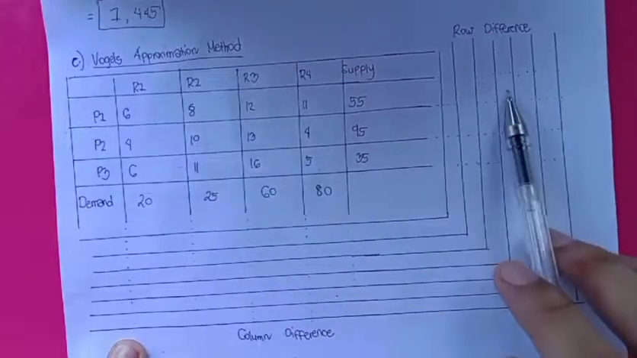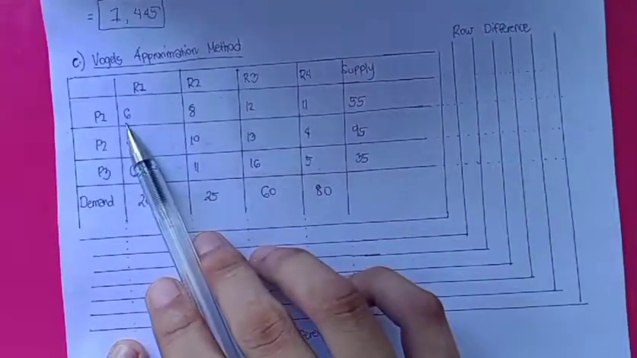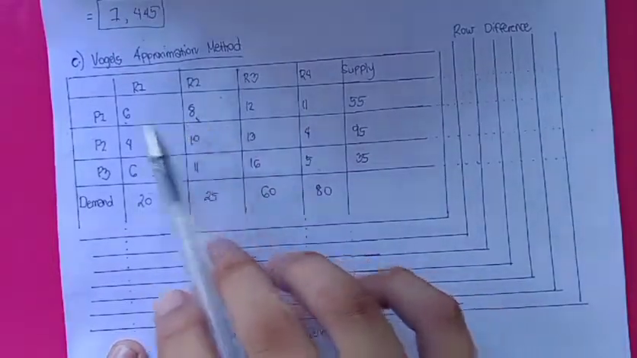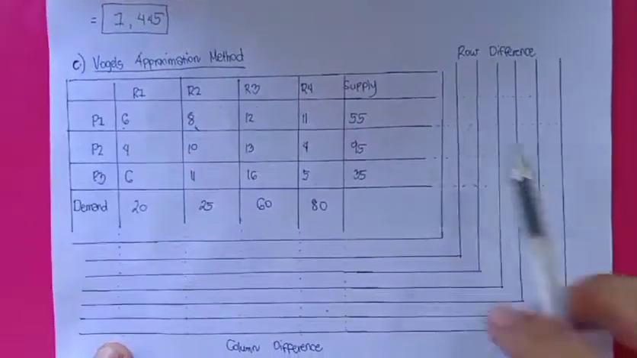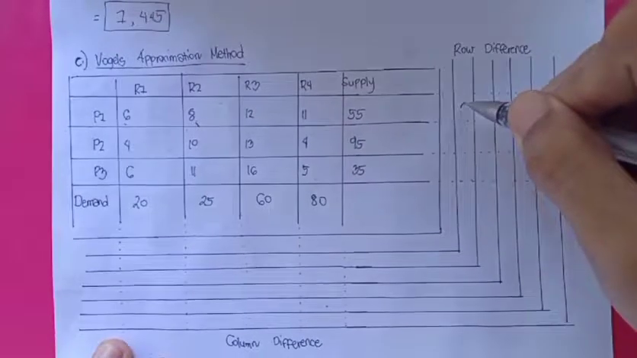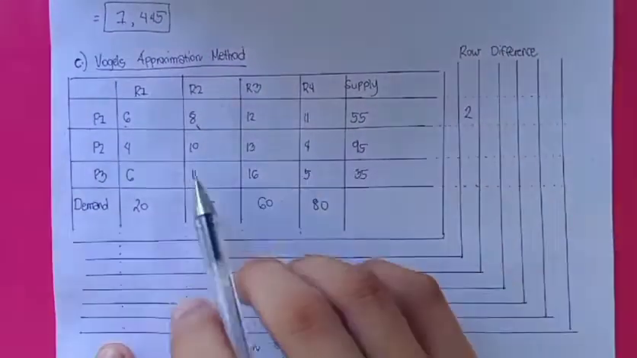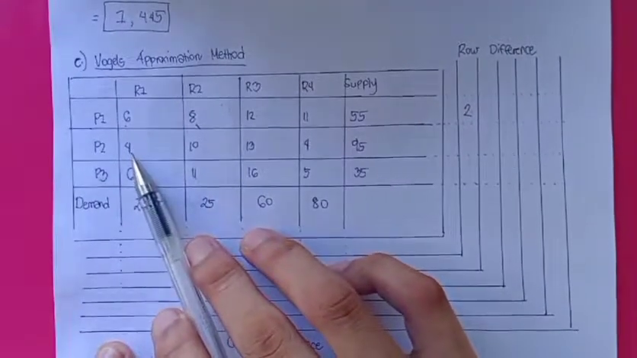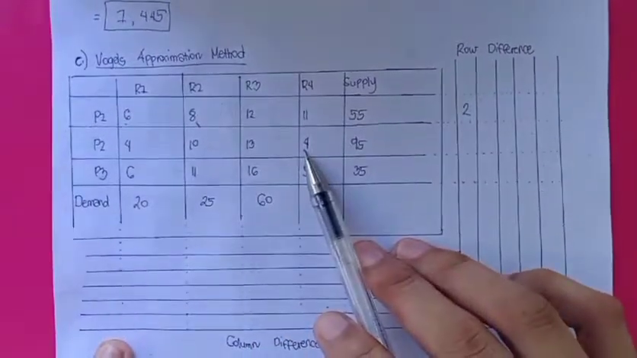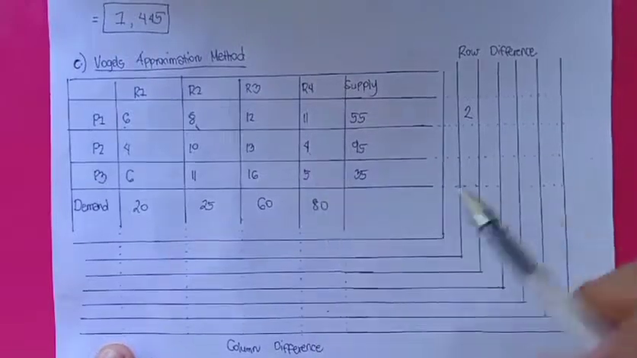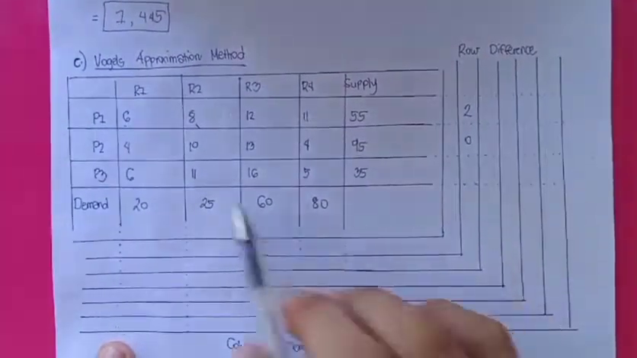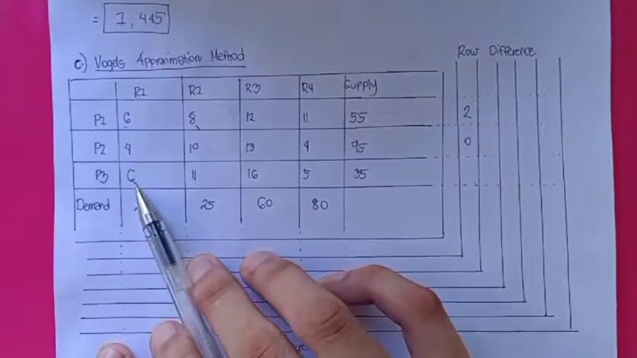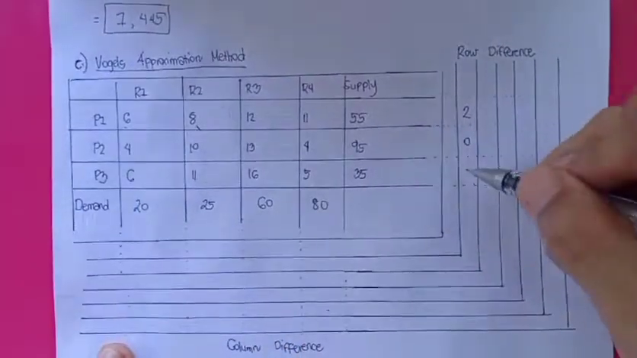So, in the first row, the least value is 6 and the second least value is 8. So, the difference of the two, 8 minus 6, is 2. So, that is the row difference. In the second row, the least value is 4. They are both 4. So, 4 minus 4 is 0. In the third row, 5 is the least value and 6 is the second least value. So, 6 minus 5 is 1.